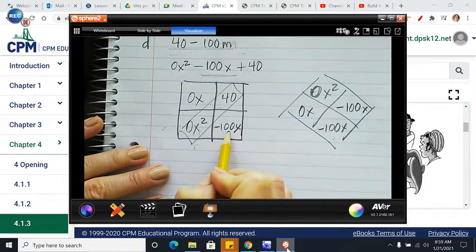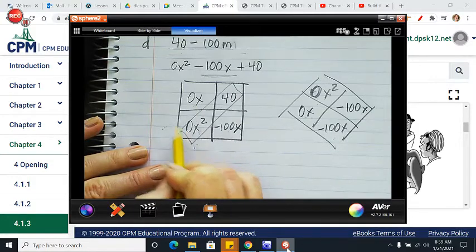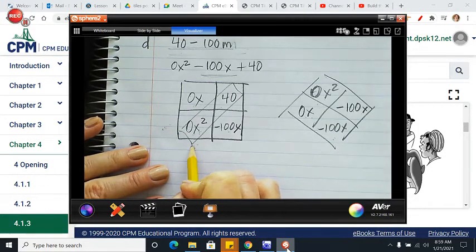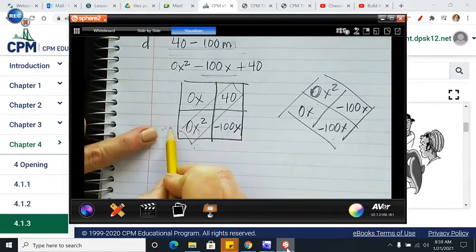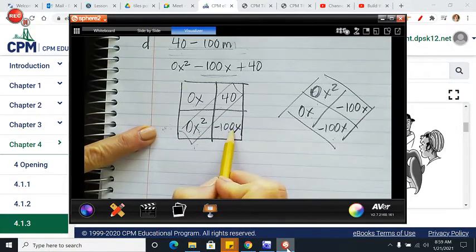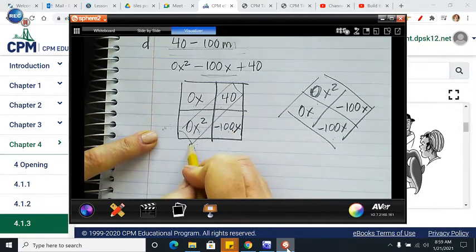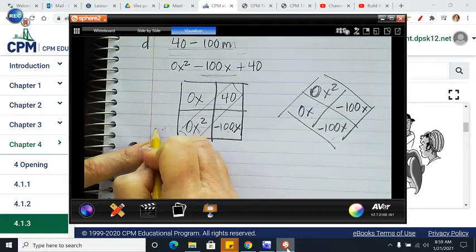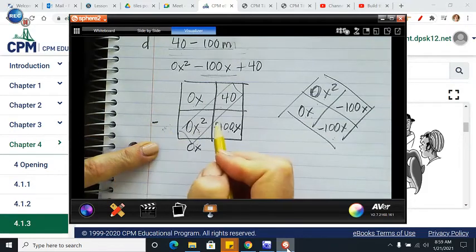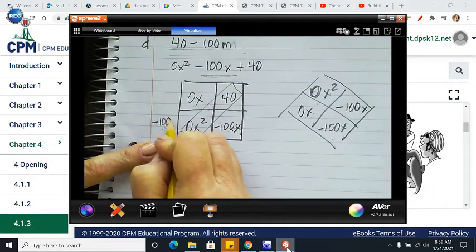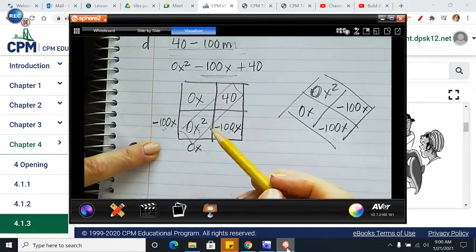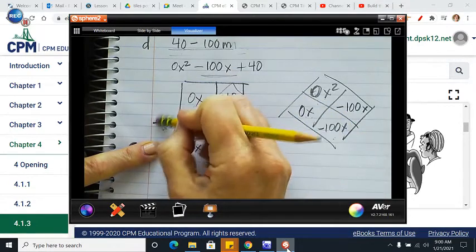And I'm kind of looking at this term as I'm deciding what to put where. So I know it's going to be 0 times something, but I know that whatever this is, it's got to be a factor of not just 0x squared, it's also got to be a factor of negative 100. So I'm going to put 0x right here, and then negative 100x right here. Let's see if that works. No, I'm not going to put negative 100.